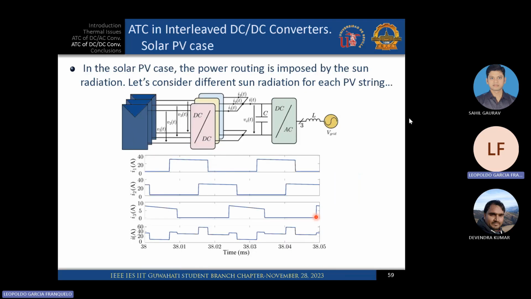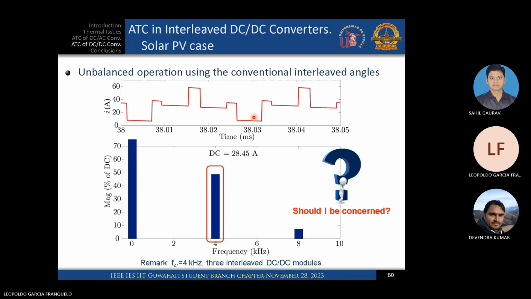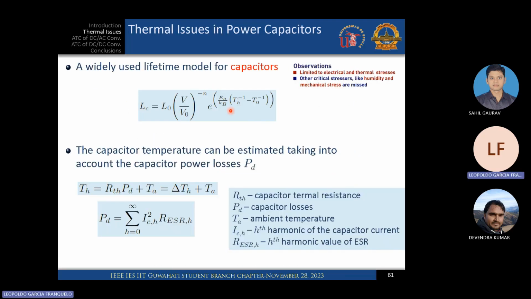The question is, should I be concerned? Remember that this is not connected to the grid, because there is a DC to AC converter later. So in principle, these harmonics will not affect this significantly. But these harmonics will circulate through the capacitor.